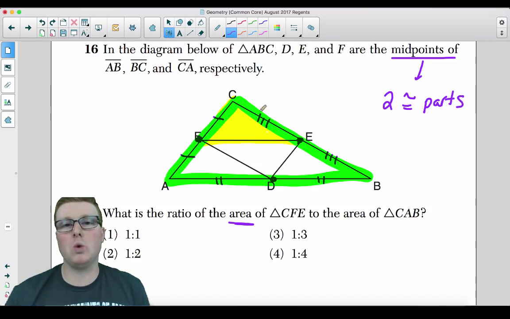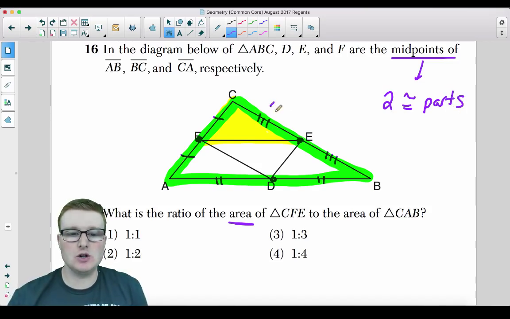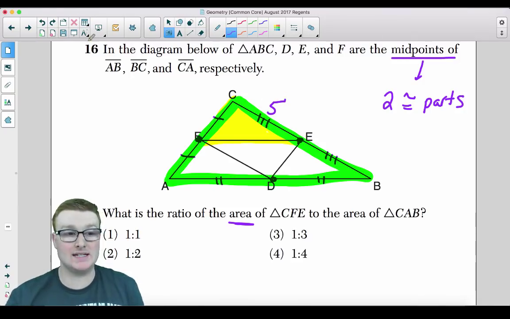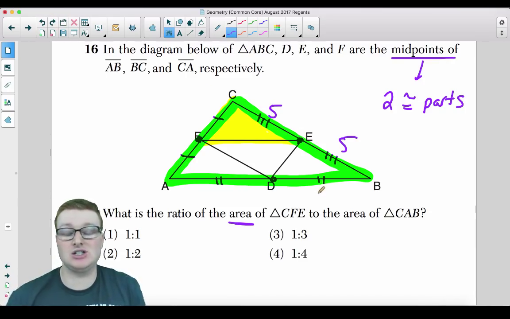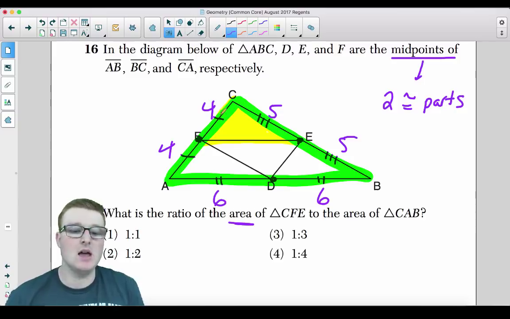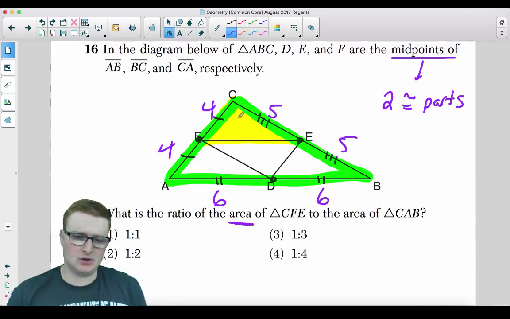So it doesn't matter what these lengths are. This could be 5, it could be 7, it could be 1,000,000. I don't care what that side is, but this is the same. So let's just pick numbers. This is 5, this is 5. Let's just pick 6. That's 6, that's 6. Let's say this is 4 and 4. Okay? Look at what's going on here, folks.